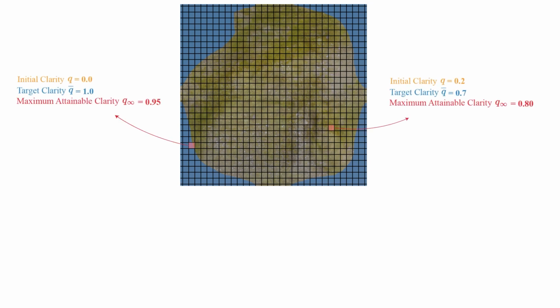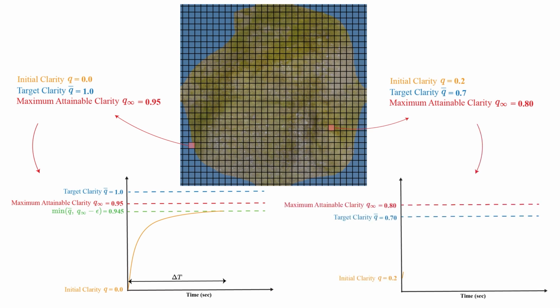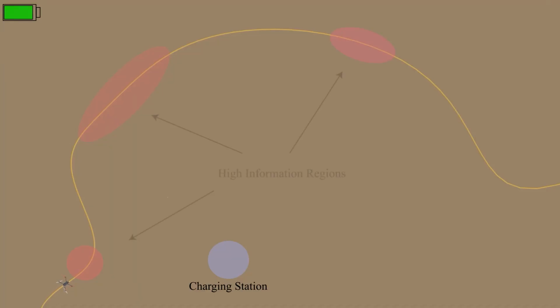Now let's see how to construct the target information spatial distribution using clarity. Let's consider two cells in the discretized coverage domain. We model quantity of interest in each cell as an independent stochastic process. For each cell, we have initial clarity, target clarity, and maximum attainable clarity. In this cell, as the target clarity to acquire is higher than the maximum attainable clarity, we adjust the target to be less than the maximum attainable clarity. Then we forward propagate the initial clarity through the clarity dynamics to get the time taken for initial clarity to reach target clarity. We repeat this procedure for all cells in the domain and set delta t to be the target information spatial density at each cell.